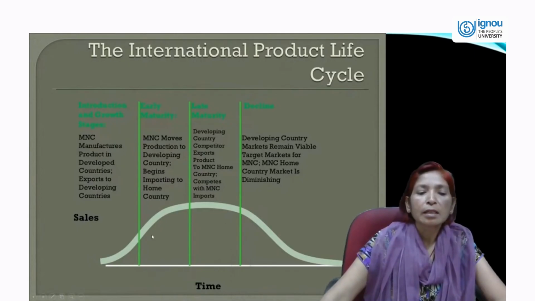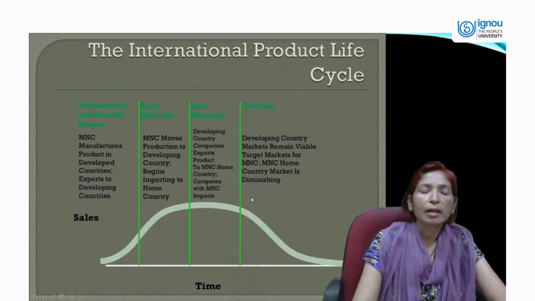So in the beginning, this curve is increasing. After that, it becomes maximum, and at last it starts to decline. So this is called the product life cycle theory of international trade.